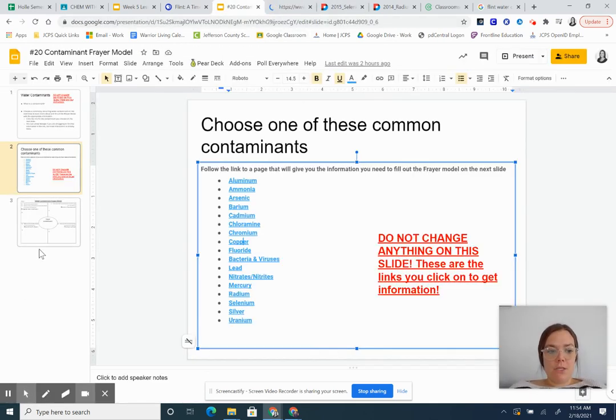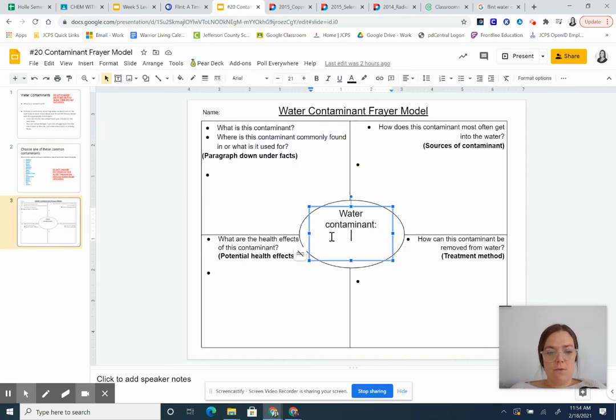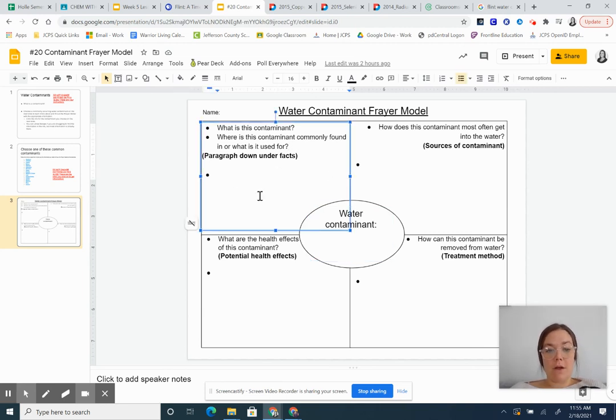So the information that you're going to be collecting from that fact sheet, you're going to write the name of the contaminant that you choose right here in the middle. And then this is the information that you're looking for. You're going to fill each of these boxes. So the first is you're going to tell me what is this contaminant, and where is it commonly found, or what is it commonly used for.